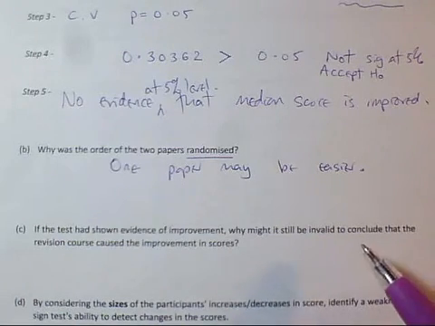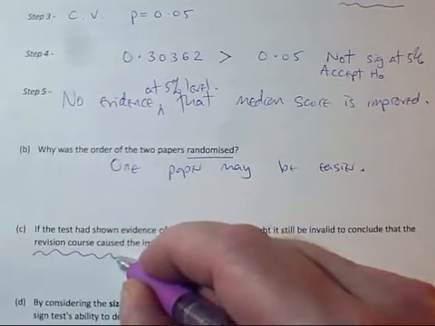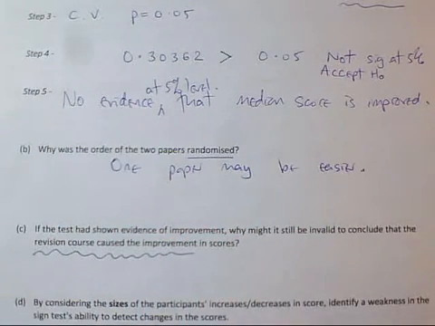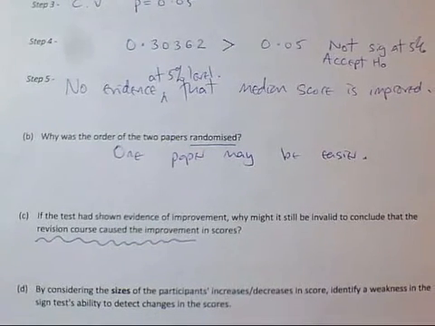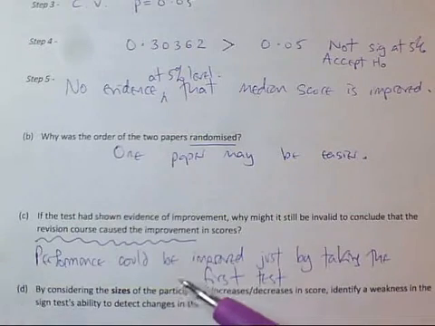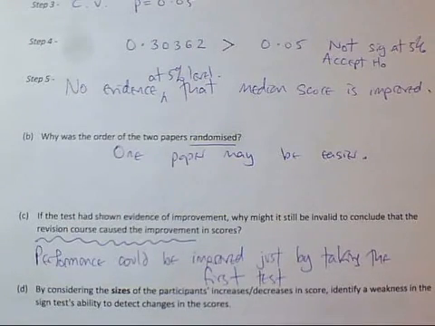We've got to think a little bit more deeply this time. Why might it not be concluded that it was the revision course that had caused the improvement? Well, the experimental design means that they have to do a paper, then go on the course, and then do another paper. So there's a time lapse involved. One thing we know they've all done is at least one paper as practice before the second paper. Even if you did one S3 paper and then immediately did another, you may be better second time round because you've just done one. So the performance could be improved just by the students taking the first test.